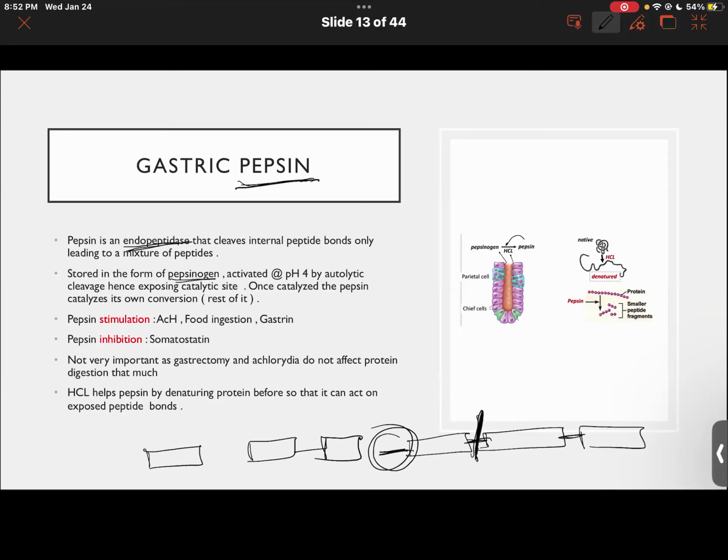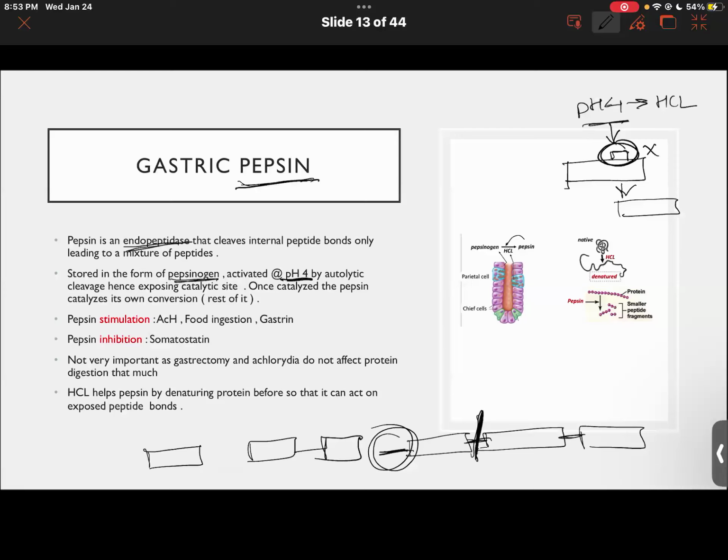Pepsin is stored in the form of pepsinogen, and it's activated at pH 4. pH 4 is an acidic pH, and the reason for the pH being 4, obviously, is HCl. And once we have the pH 4, it causes an autolytic cleavage, hence exposing the catalytic site. So this pH, which is low, it cleaves a part of pepsinogen. So let's say this is pepsinogen, and we have this site over here. Once we have pH 4, this site is going to be cleaved, and what we're left with is this. And this is pepsin. This is the active form of pepsinogen. So pepsin is the active form. Pepsinogen is the zymogen, or the inactive form.